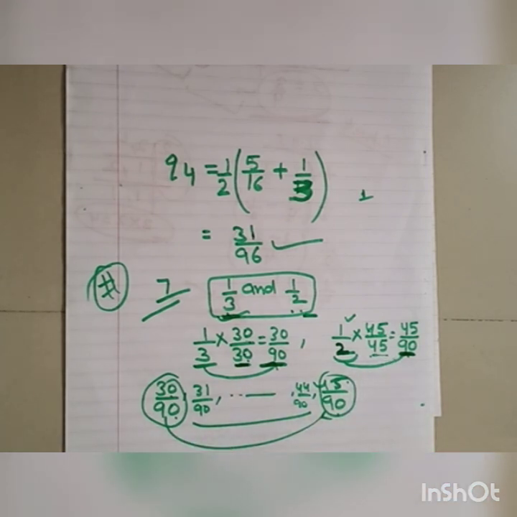Okay, this is all about our rational numbers chapter. So you have to complete your exercises 1.1 and 1.2. Okay, so revise this chapter.